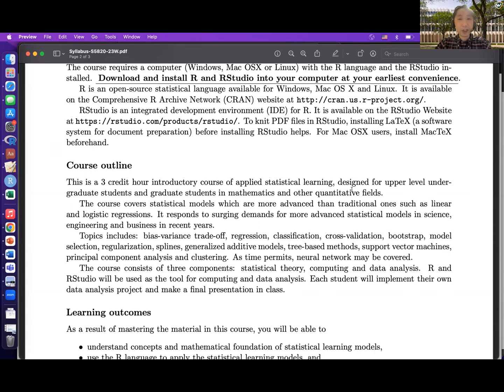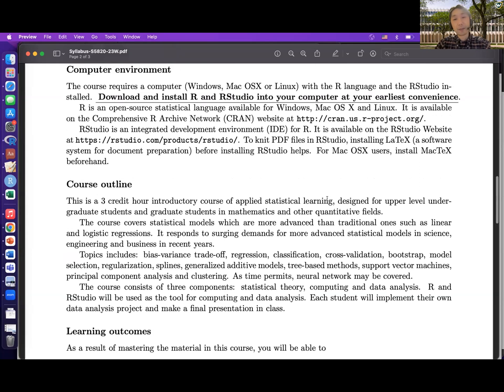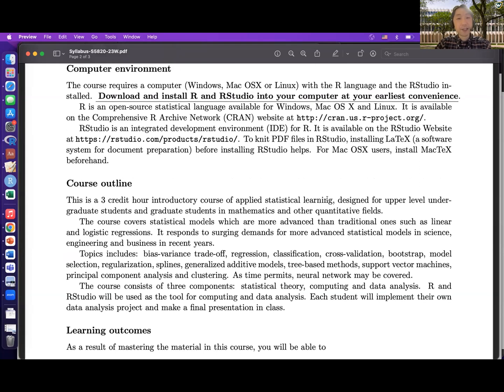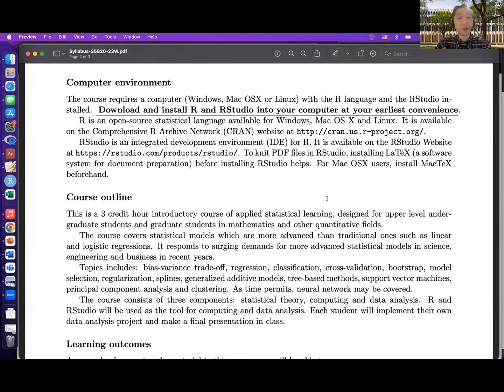So that's our language, but to submit homework, usually I require the RStudio format because the grading for this course is pretty challenging. So I would like all of you to follow the exact format.